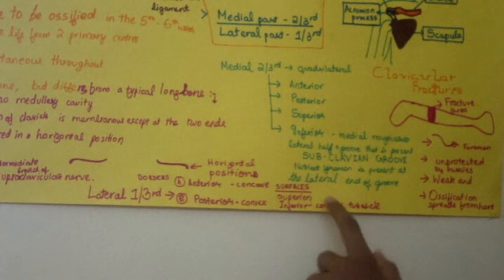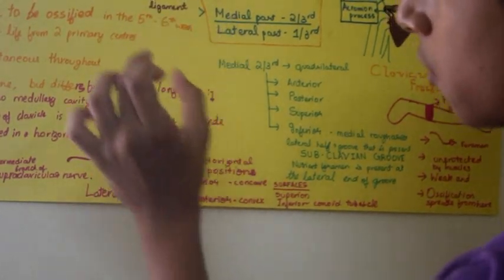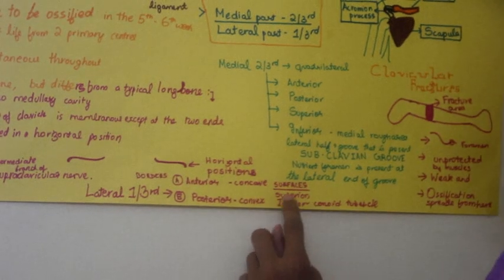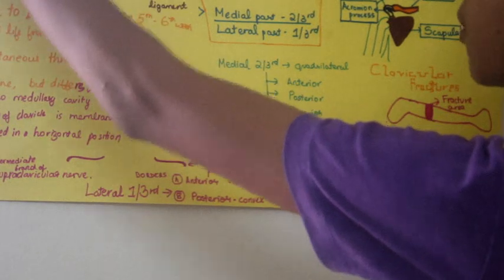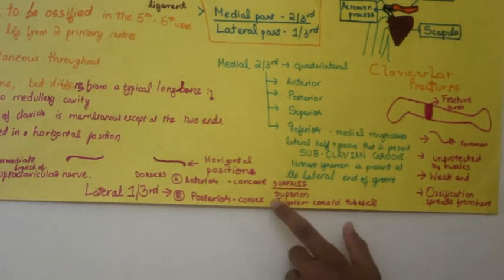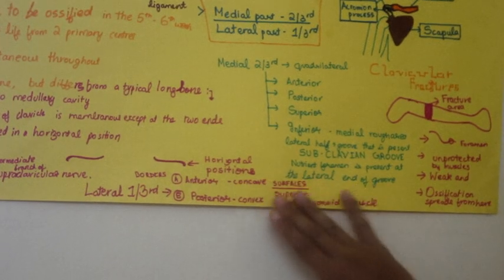So the surfaces, superior and inferior: the inferior side has a conoid tubercle here, just projecting below, and the superior surface is just like that, plain and having a little bit of projections, not as much as the inferior part. So this is how it looks.